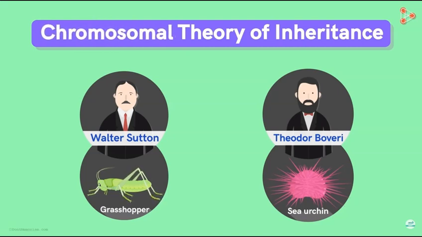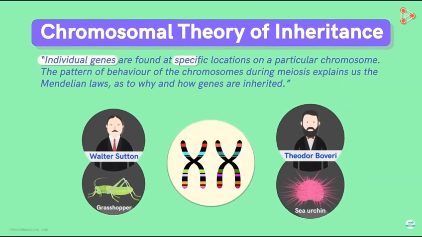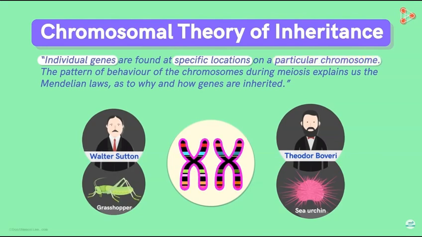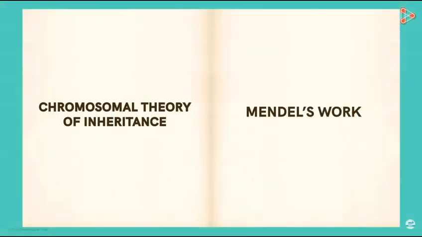The theory, in simple words, stated that individual genes are found at specific locations on a particular chromosome. Also, the pattern of behavior of the chromosomes during meiosis explains to us the Mendelian laws, as to why and how the genes are inherited. The theory, and thus the laws of genetics, can be explained well with the help of exactly 3 points or observations.